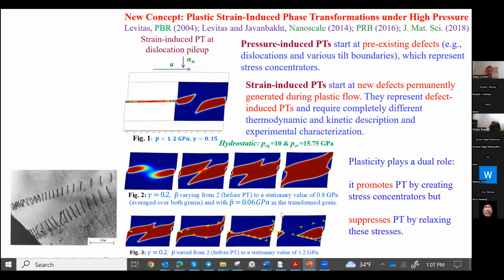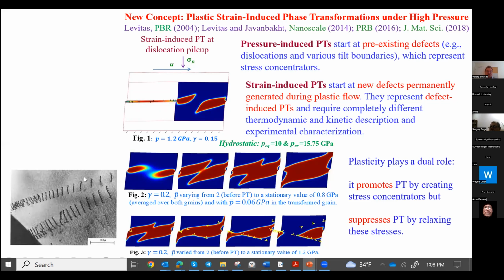Another problem was that before the appearance of this paper, the high pressure community did not realize the difference between traditional pressure-induced phase transformation under hydrostatic condition and phase transition which occurs during plastic flow. Pressure-induced phase transitions start at pre-existing defects, which represent stress concentrators. We introduced the new concept of plastic strain-induced phase transformations under high pressure, which occur during plastic deformation and start at new defects permanently generated during plastic flow. They represent defect-induced phase transformation and require completely different thermodynamic and kinetic description and experimental characterization.